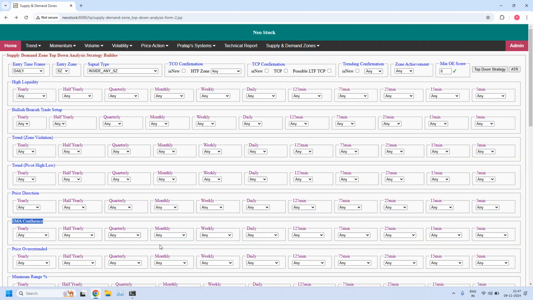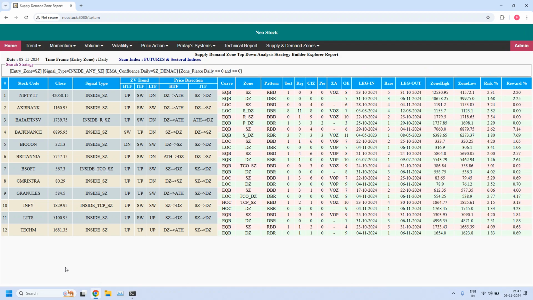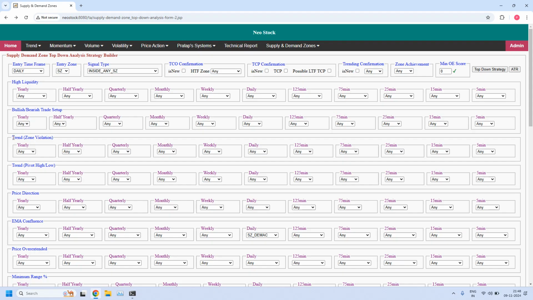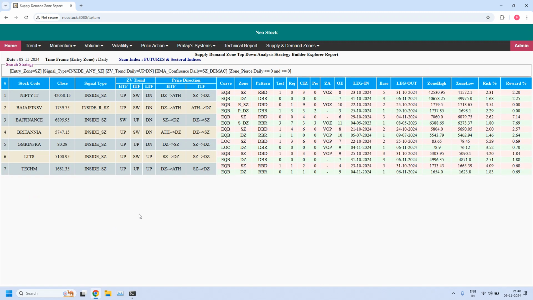So in the EMA Confluence at daily time frame, I set the filter for daily supply zone with daily EMA Confluence. Let me filter the stocks. We got 12 stocks. Out of these 12, few stocks are sideways. You can ignore 1, 2, 3, 4, 5. The list is big, so let me add that filter also. In the trend zone violation trend, daily time frame, the trend should be either uptrend or downtrend. So total 7 stocks are there.